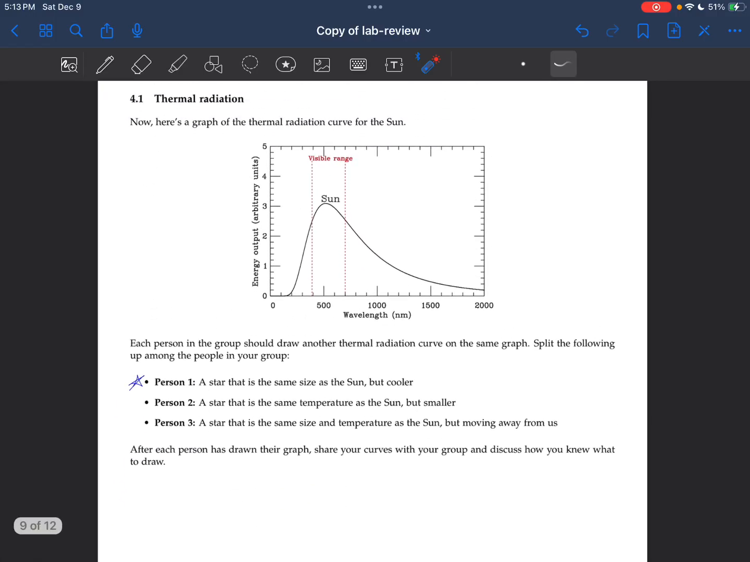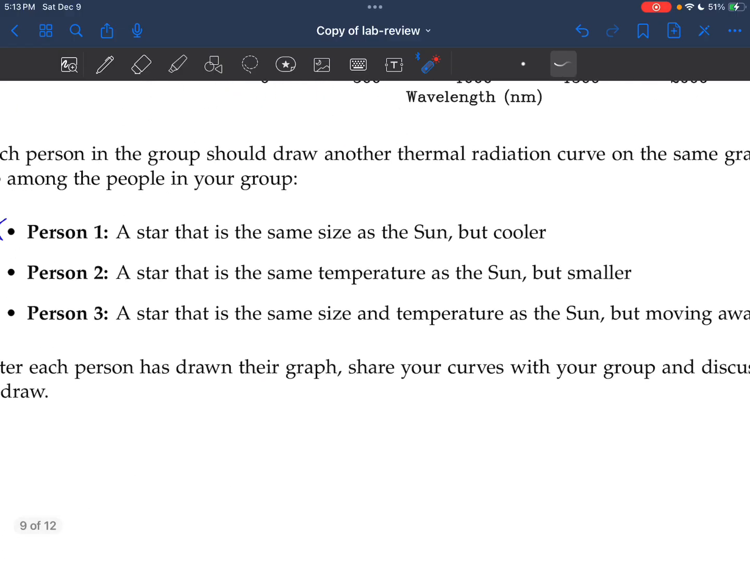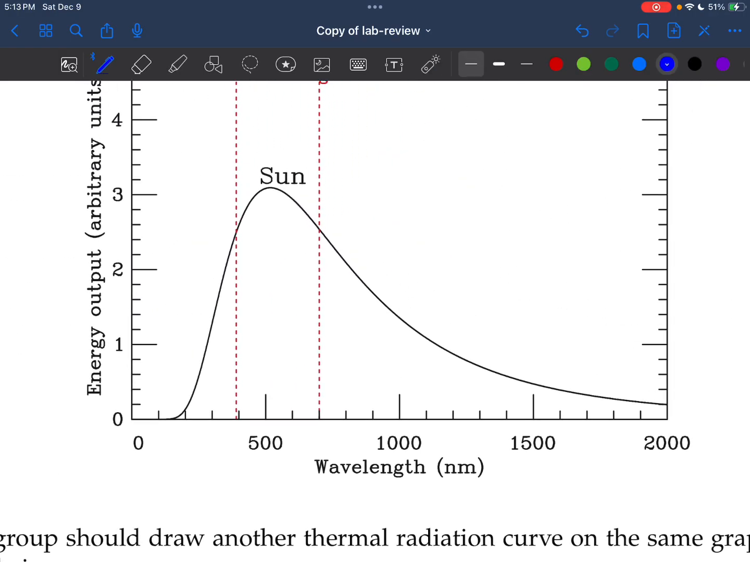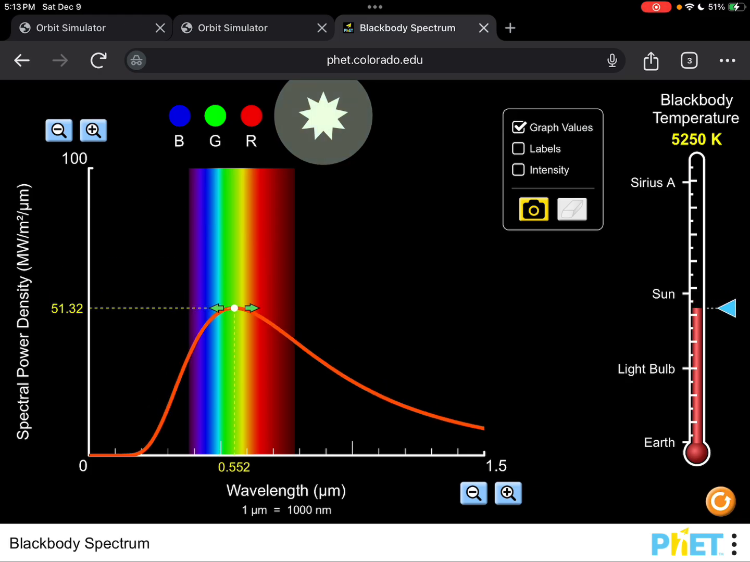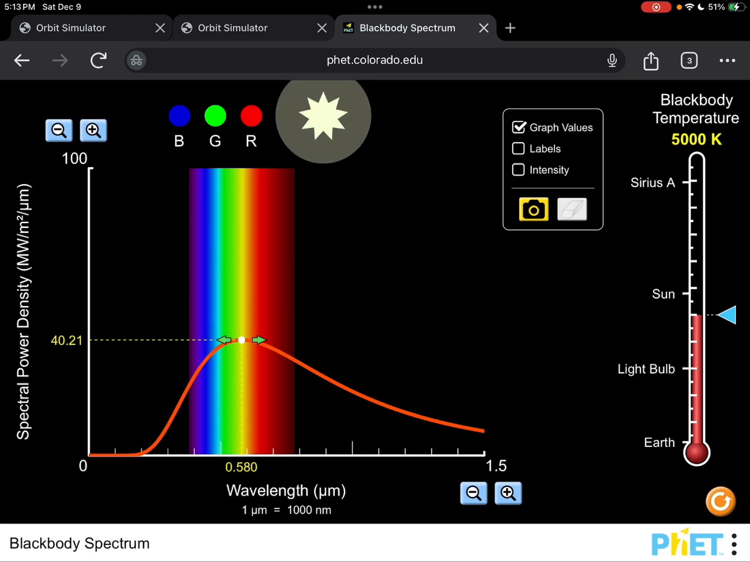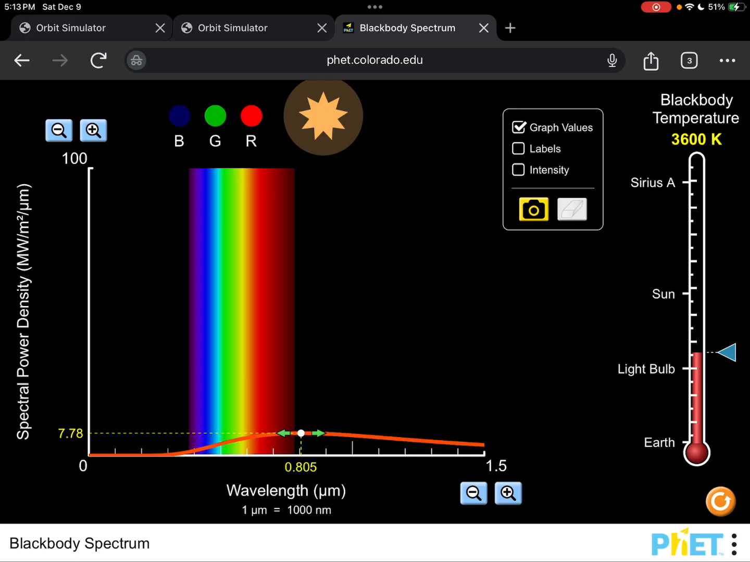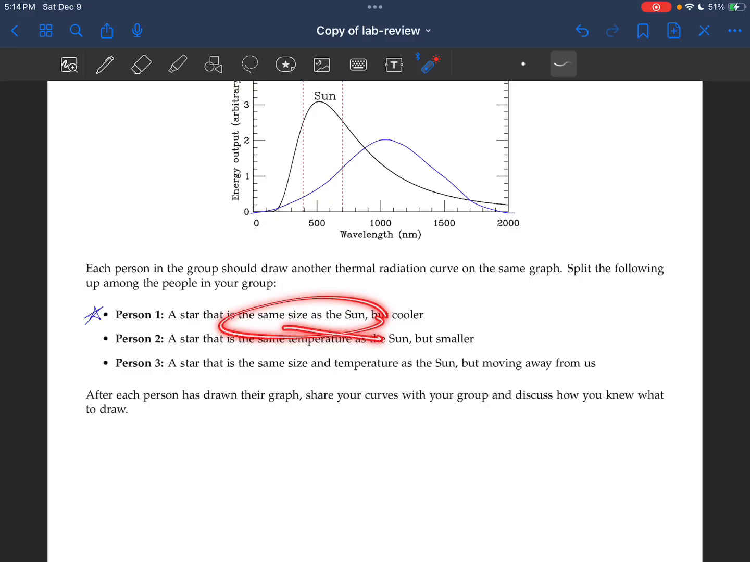But everything else held exactly constant. So it'll shift my peak somewhere to the right. When the size is held constant, if I'm not changing the size at all, a colder star will have a lower intensity than a hotter star. We can see that if we look at our black body spectrum. As I decrease the temperature, I can see my peak wavelength shifting to the right, and my intensity is decreasing. So this is what my star looks like if it's the same size as the sun, but cooler.